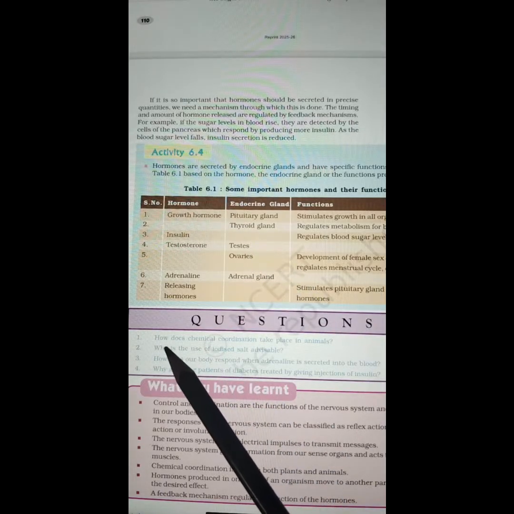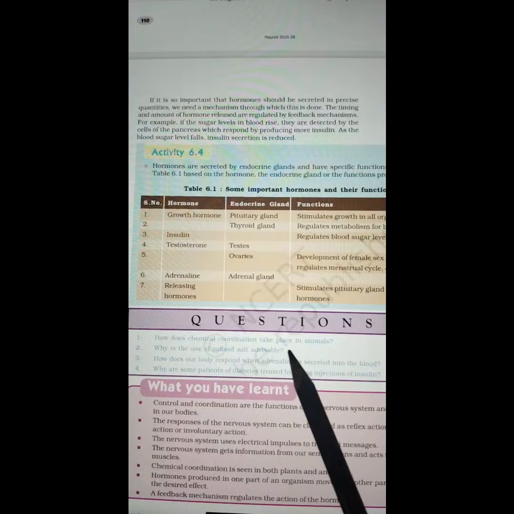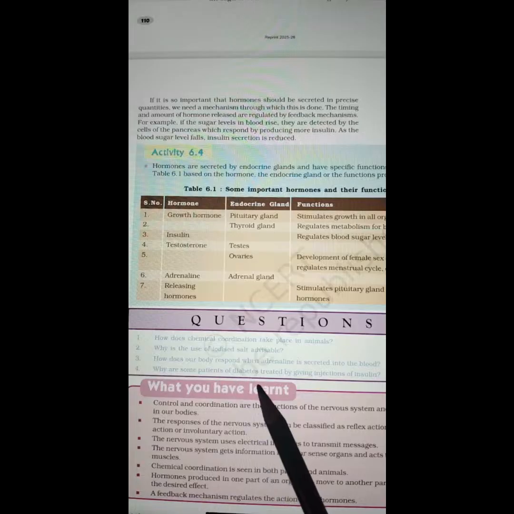In-text questions: How does chemical coordination take place in animals? Why is the use of iodized salt advisable? How does our body respond when adrenaline is secreted into the blood? Why are some patients of diabetes treated by giving injections of insulin?